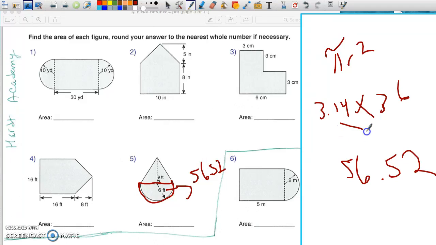Okay? So remember, this amount originally was 3.14 times 36, 113.04 divided by 2. Time's running out on this one. I will see you on the next one. I'll pick up from there.